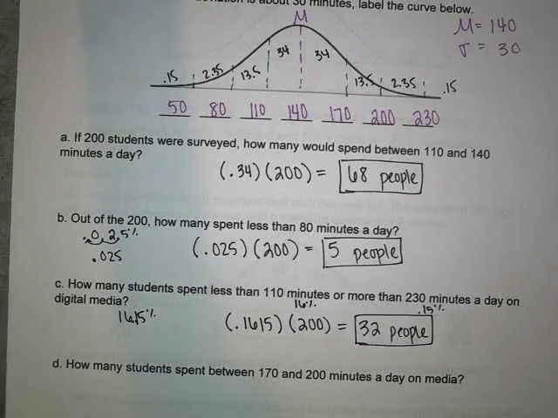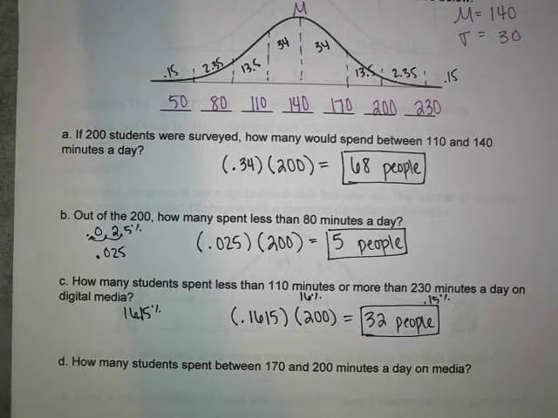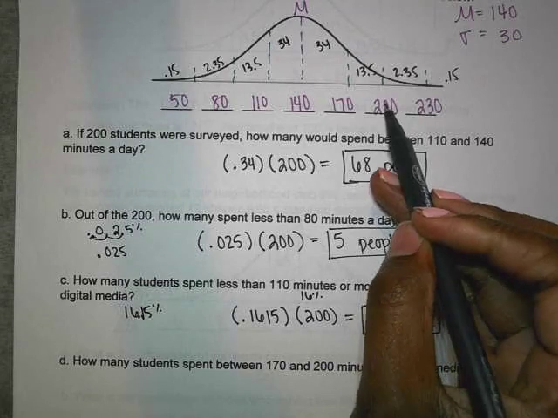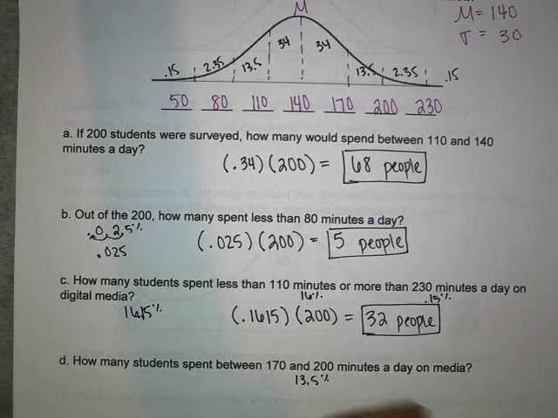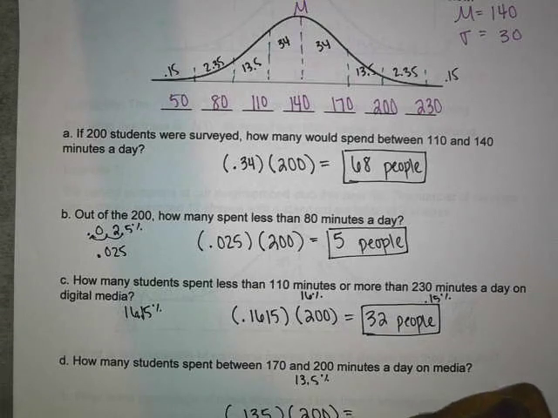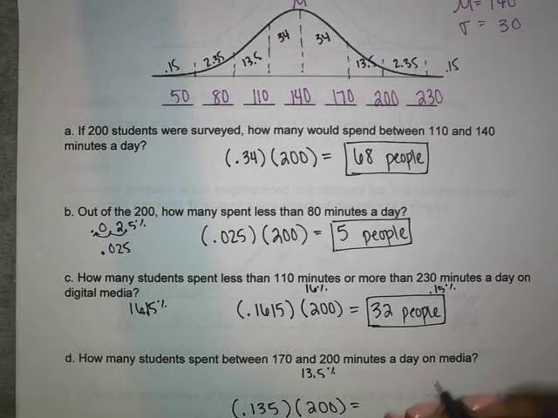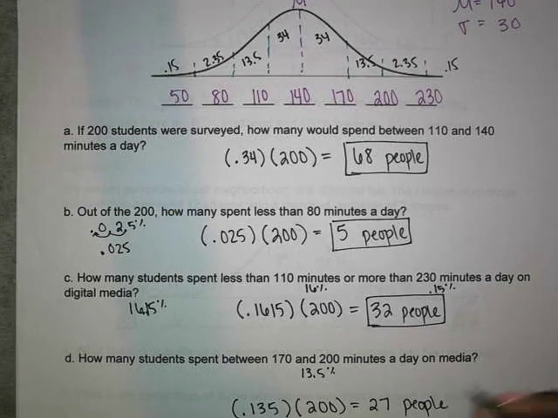All right, and our last question, how many students spent between 170 and 200 minutes a day? So 170 to 200 minutes is 13.5%. If I want to make that into a decimal, it is 0.135. Times 200, which is 27 students or people.